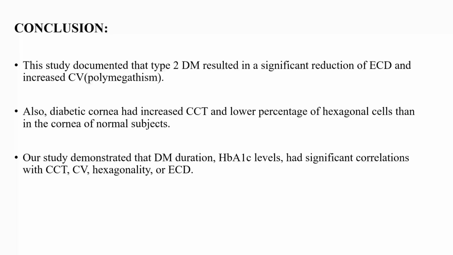Conclusion: this study documented that type 2 diabetes resulted in significant reduction of endothelial cell density and increased CV. Also, the diabetic cornea had increased central corneal thickness and lower percentage of hexagonal cells than the cornea of the normal subject. Our study demonstrated that diabetes mellitus duration and HbA1c levels had a significant correlation with the central corneal thickness, coefficient of variation, hexagonality, and endothelial cell density.